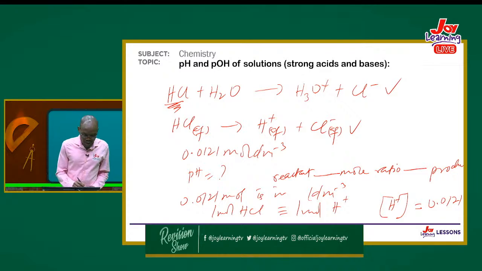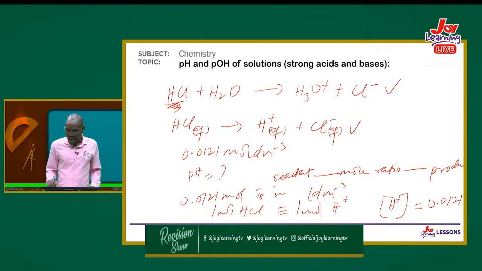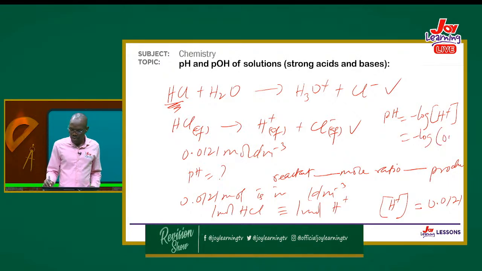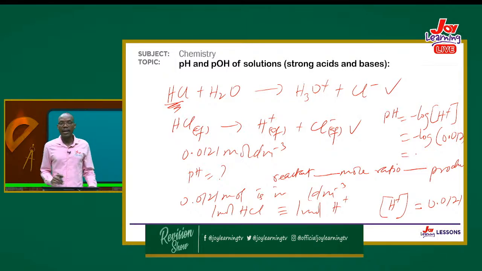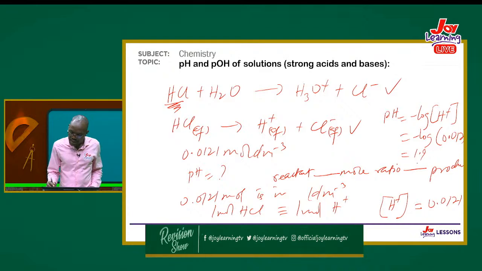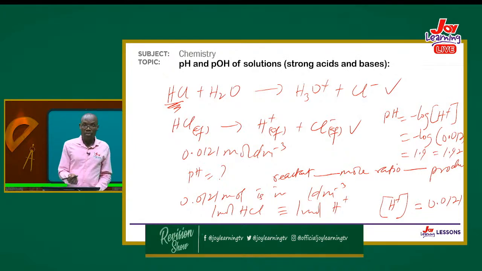So now that we have the concentration of our hydrogen ions, I can just go and have my pH equal to negative log concentration of H+ ions, then negative log 0.0121, and that gives me an answer. So negative log of 0.0121, if we do it well, then we should have 1.9, or I can say 1.92. That's all. So from there we can calculate pOH, we can calculate the OH- ions in this solution. So we are good to go. Please take note.